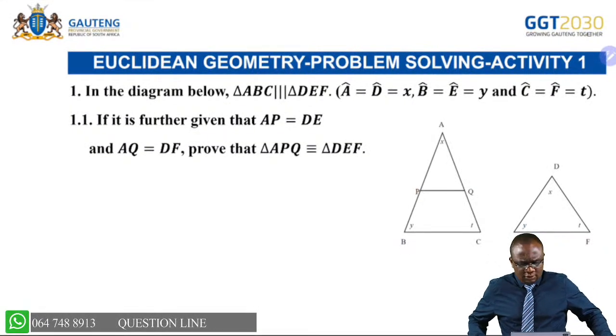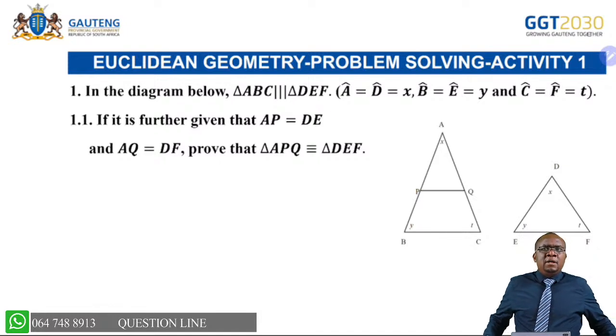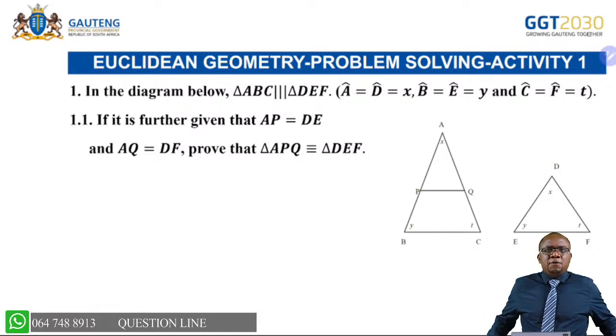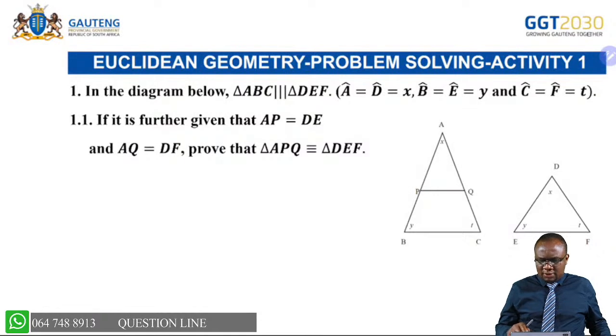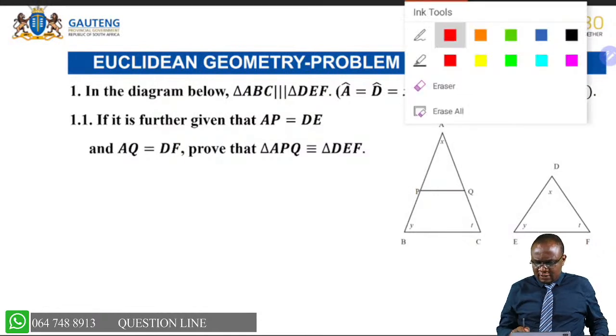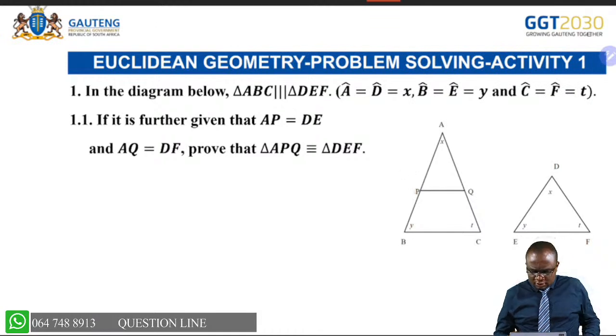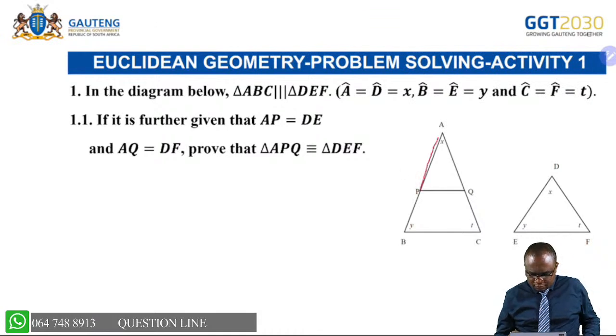Welcome back, greetings. I hope you managed to do that. Remember the WhatsApp line 0647488913. I hope you are trying your best there. Remember, greetings, I said you must highlight the work. Don't be afraid. You highlight the triangles you're dealing with. Let's see if I can get a highlighter here. Just like it's a pen, it's fine.